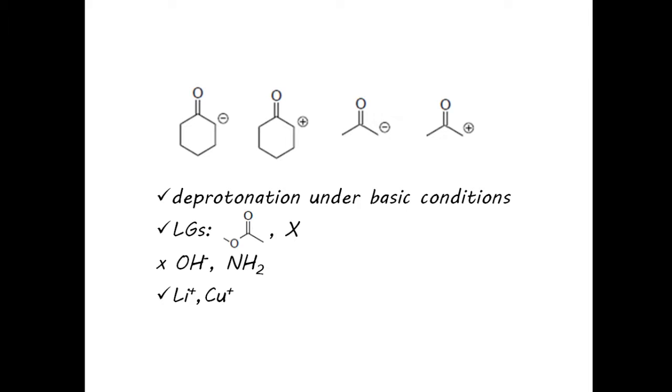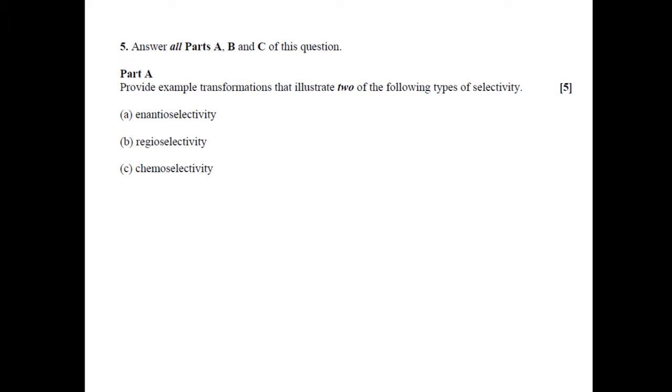Another question is taken from question 5. It asks for examples of enantio, regio and chemoselectivity.